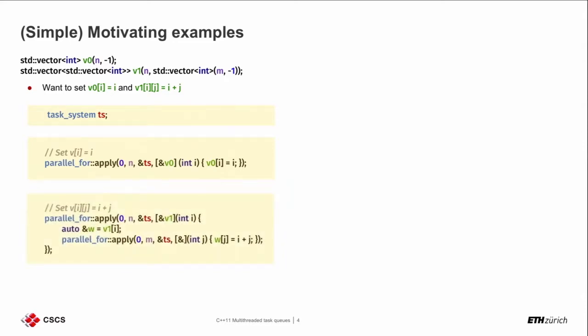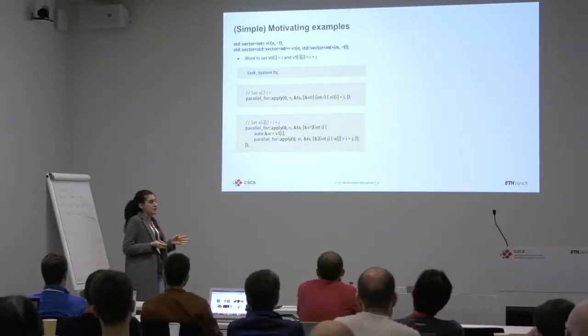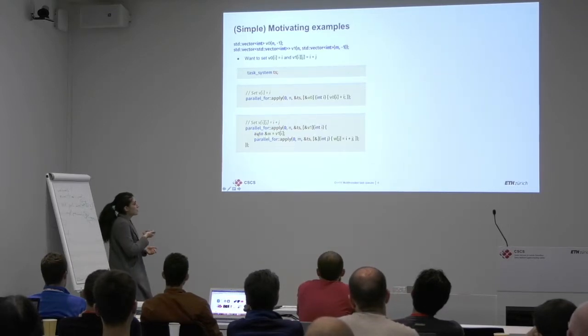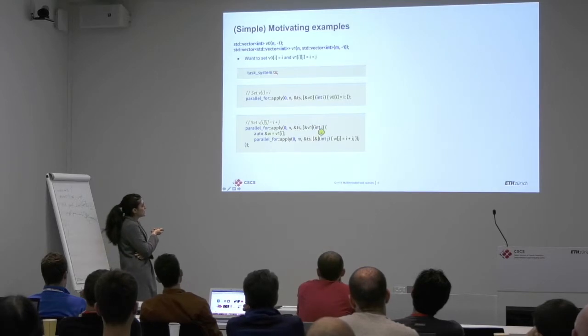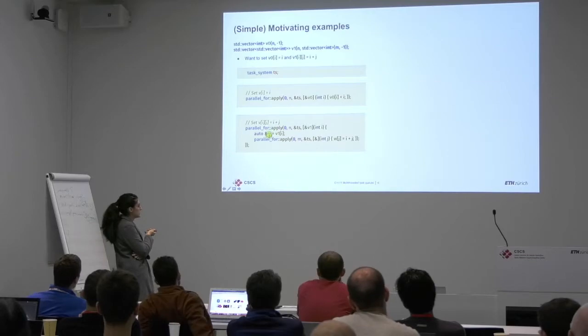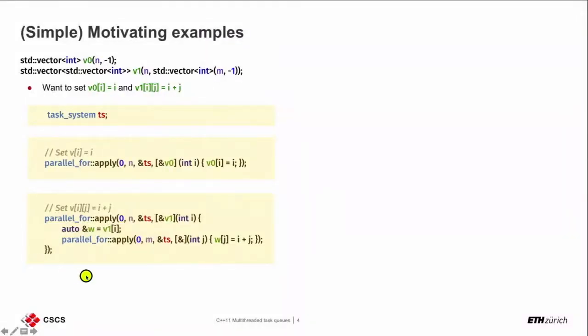I want to be able to do something a little bit more complex, which is to spawn a parallel_for from inside a parallel_for, which is what we're doing here. In the first lambda, which is my first task, I take a reference to v1[i], and then I create another parallel_for and set w[j] to i plus j. So I want to be able to spawn tasks within a task in our task system.